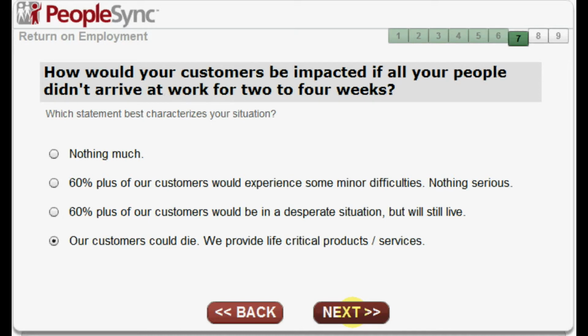Question 7 asks about a similar impact of the staff on the customer and how important they are in delivering a customer service framework. How would all of your customers be impacted if your staff were completely unproductive or unavailable for 2 to 4 weeks? We have a range of options here, and our hospital group customers, in our case patients, would obviously be seriously and critically impacted.